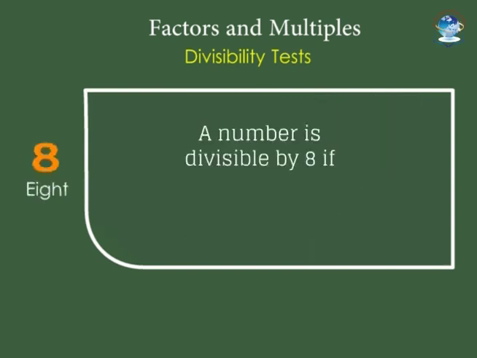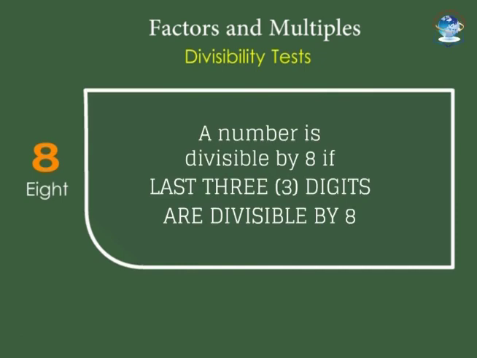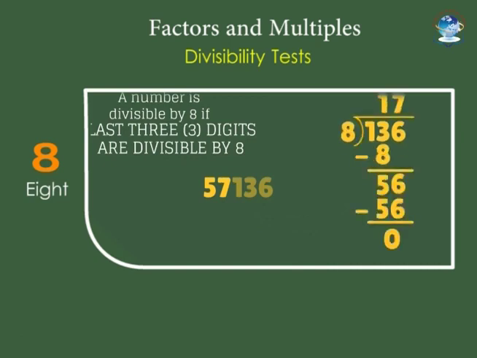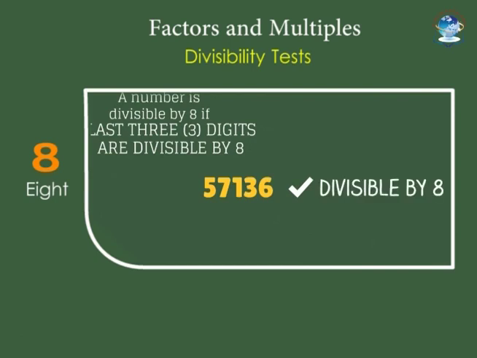A number is divisible by 8 if the last three digits are divisible by 8 or are all zeros. For example, the number 57,136. The last three digits are 136, which is divisible by 8, and so the number is also divisible by 8.